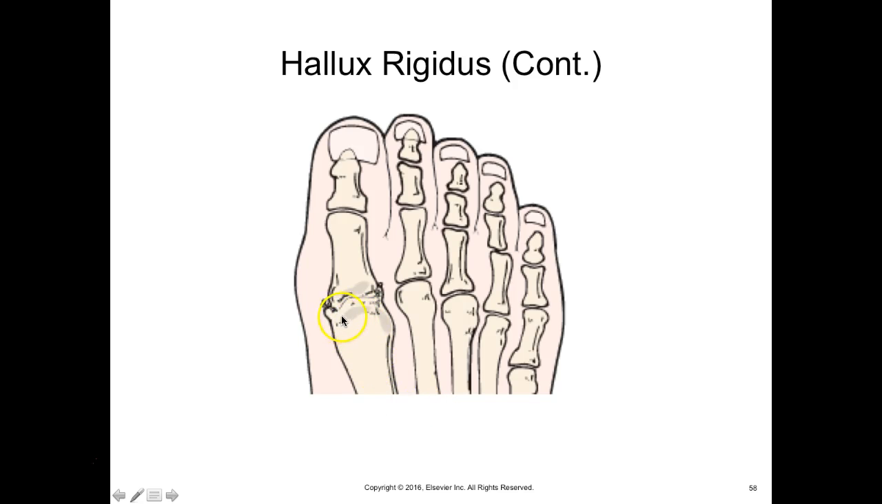So here we can see the hallux rigidus. There's no space here, whereas these are all normal. So here we have the bone on bone.